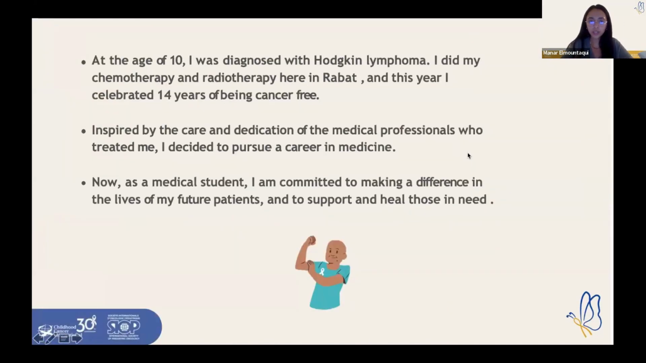At the age of 10, I was diagnosed with Hodgkin lymphoma. I did my chemotherapy and radiotherapy here in Rabat, and this year I celebrated 14 years of being cancer-free. Inspired by the care and dedication of the medical professionals who treated me, I decided to pursue a career in medicine. And now, as a medical student, I am committed to making a difference in the lives of my future patients and to supporting and healing those in need. Thank you, everyone. That was all.